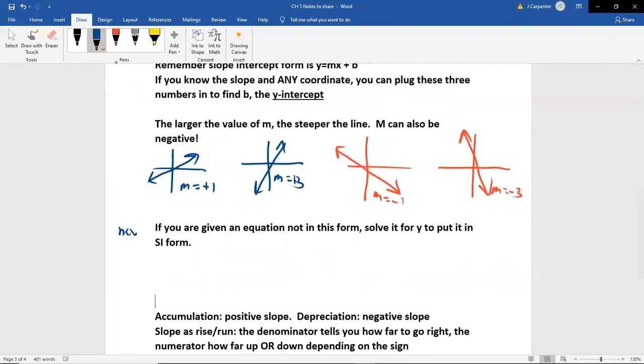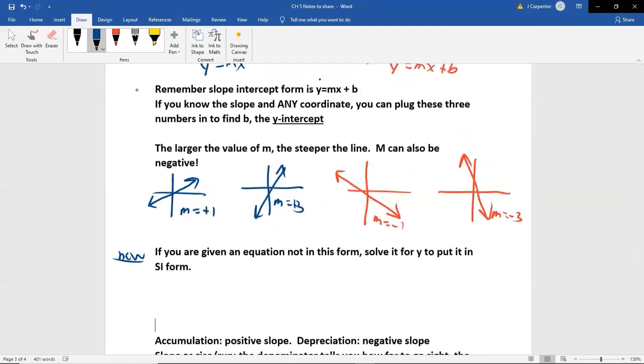This is new for the chapter. This is nothing new in terms of techniques you should be able to handle, but this is new for the chapter. If you're given an equation that's not in this y equals mx plus b form, by this form, I mean this form, where it's solved for y. If you have an equation that's not solved for y, it's probably a good idea to solve it for y, because that's what enables us to graph it much, much easier.